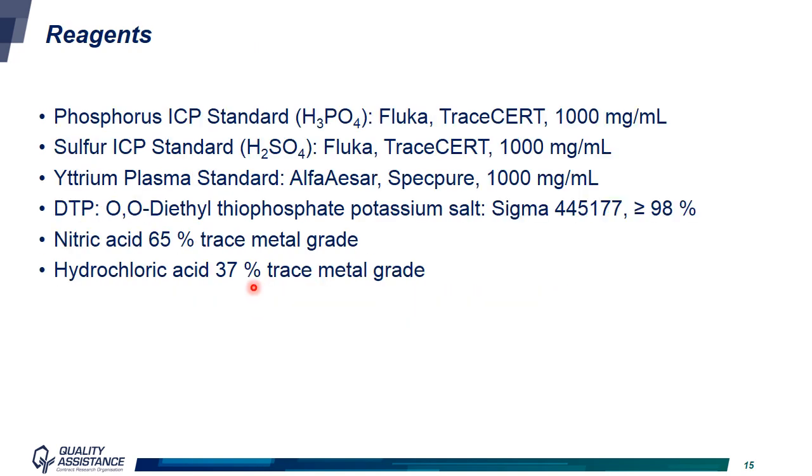The reagents that we use are quite classical. We need just a phosphorus ICP standard and a sulfur ICP standard. Both are diluted solutions of the corresponding acids. We add a very classical yttrium plasma internal standard that one can find easily. And we use also an additional compound, the ethyl thiophosphate potassium salt, as a QC control. We'll speak about that later. Plus nitric acid and hydrochloric acid of trace metal grade.